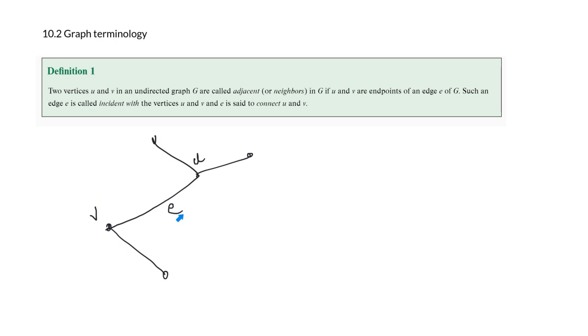And they are adjacent if they are endpoints of an edge. And E is called to be incident with U and V, and E is also, as before said, to be incident with, also connect U and V, and we also say that V and U are incident with E.